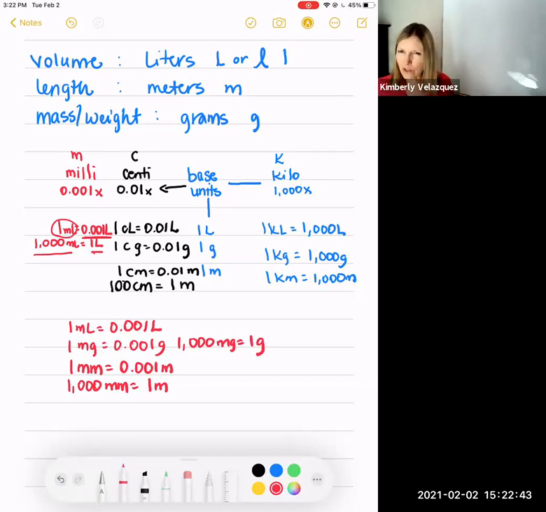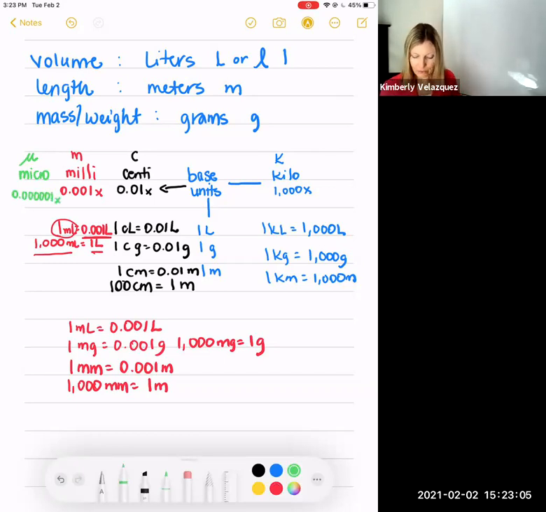And then finally, the last one you need to know is micro. Micro is 1/1,000,000th. And so that would be way over here, micro. It's 1/1,000,000th. It's abbreviated with the mu symbol. It's going to be 5 zeros and the 1.